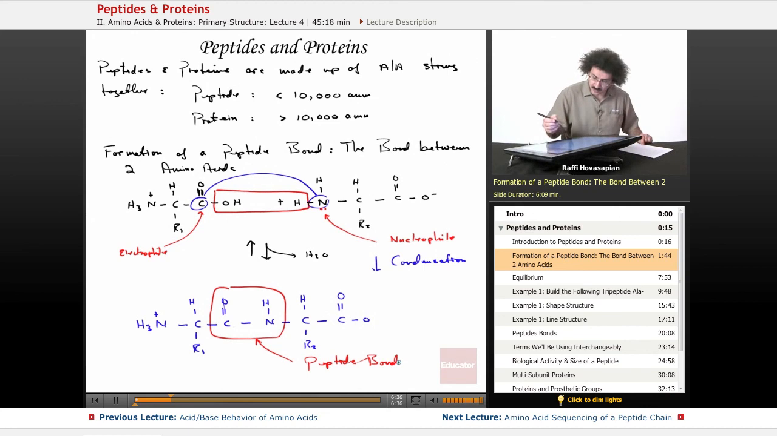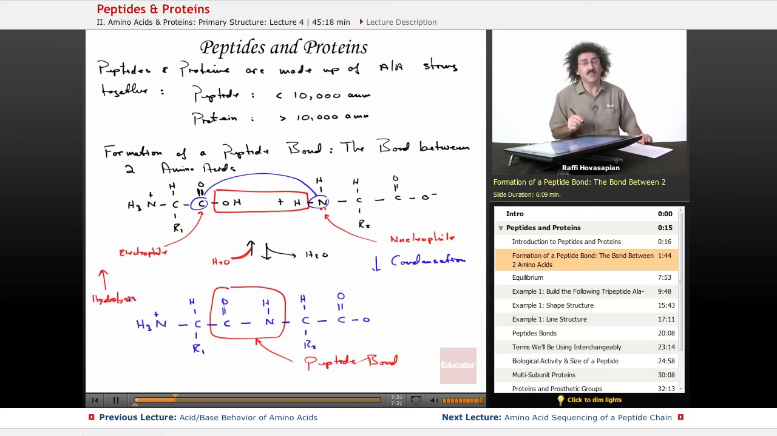Okay, and just to let you know, in this direction, it is hydrolysis. So when we actually add water to a peptide, it splits this bond right here, the peptide bond, and it releases two free amino acids. So in this direction, two amino acids, condensation. When H2O comes in, in this direction, it's called hydrolysis.